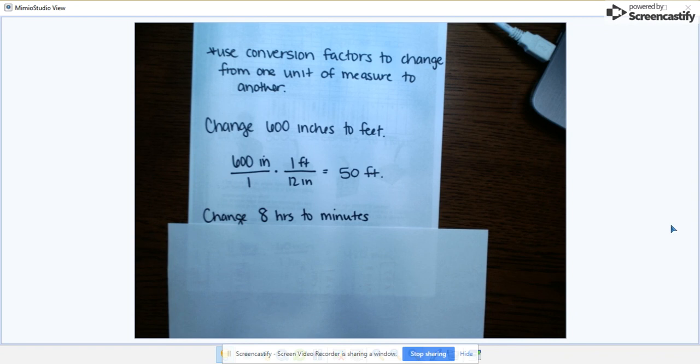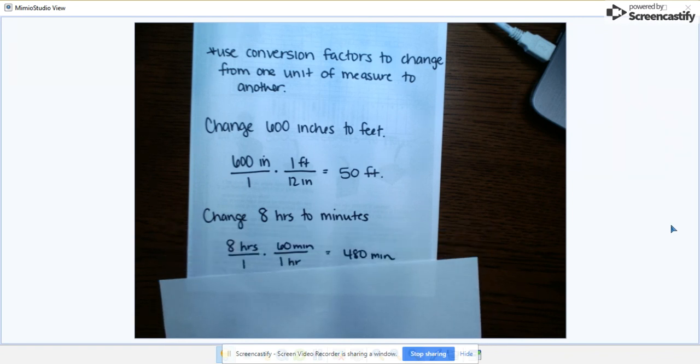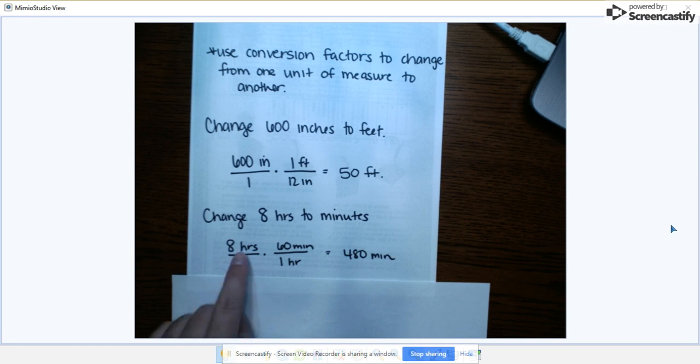Similar problem, 8 hours, we want to change that into minutes. So again, we start with 8 hours over 1. Our goal is to cancel off this hour label, so it has to go in the denominator of the second fraction. And then what we're looking for goes in the numerator. So we know 1 hour is 60 minutes. Multiply straight across, 8 hours is 480 minutes.